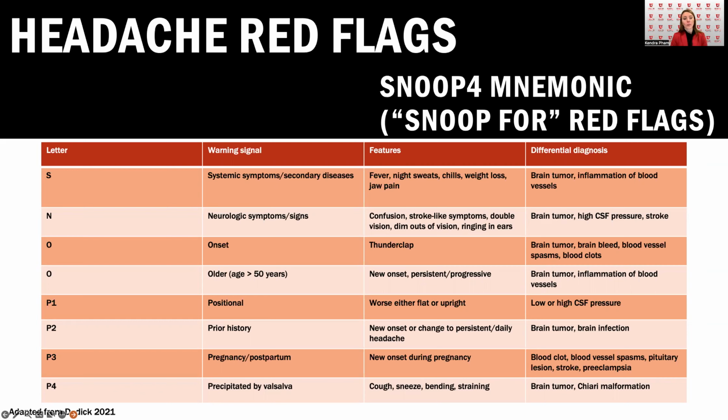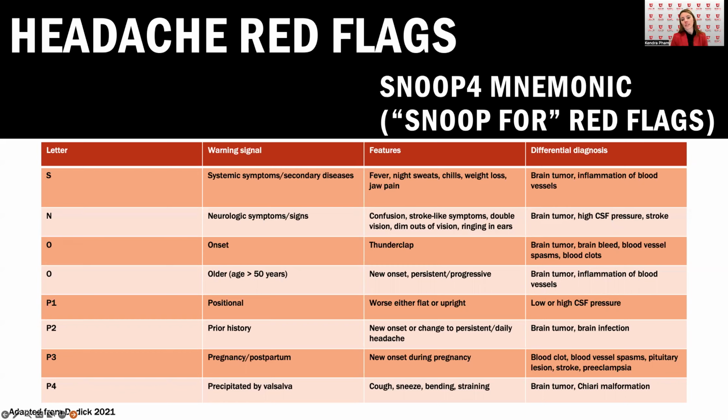The second O is for older. So people that are over age 50 that have new onset headache or headache that is worsening. We worry about brain tumor or inflammation of blood vessels. The first P is for positional. So if the headache is worse either flat or upright, that worries us about the CSF pressure being either too high or too low. The second P is for prior history.